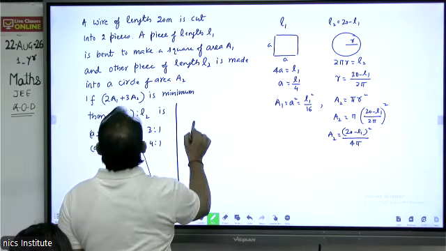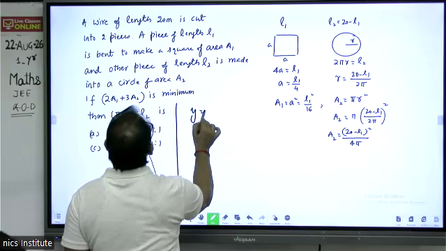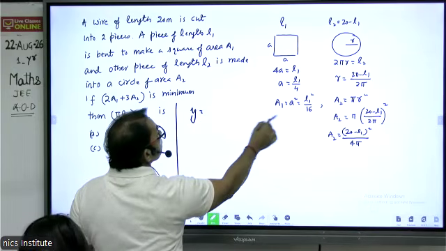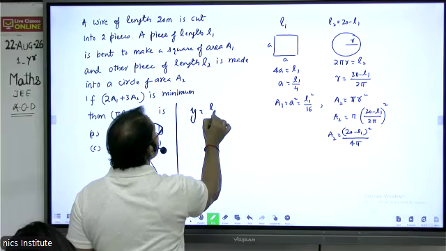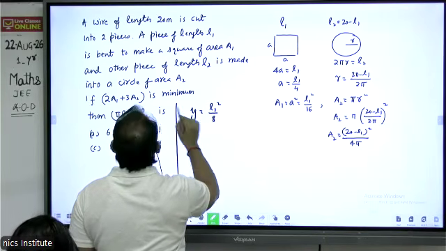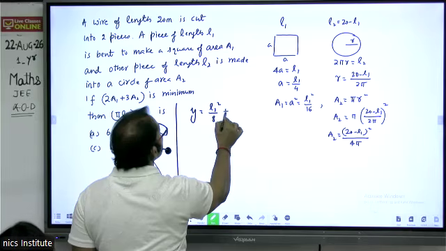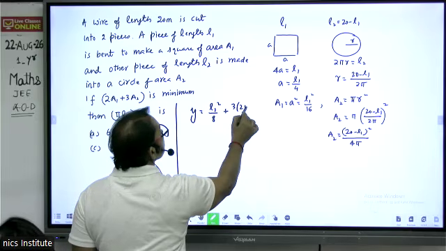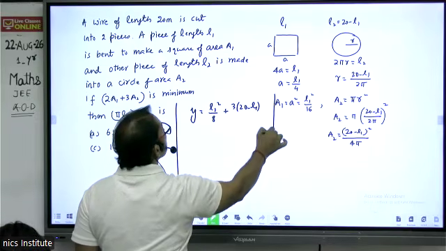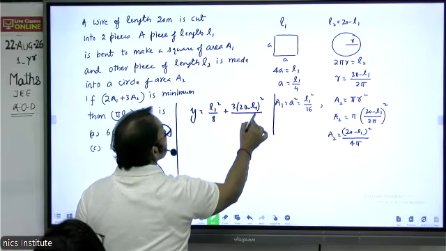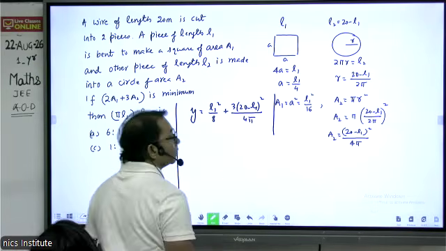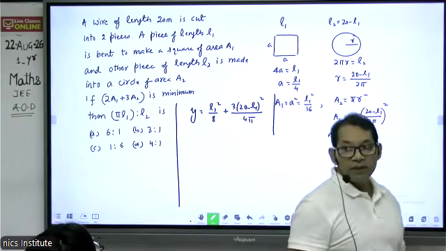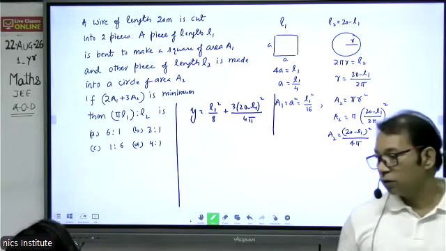The function you want to maximize or minimize, says y is equal to 2a1... 2a1 is L1 square by 8, plus 3a2. Differentiate with respect to L1, equated to 0.